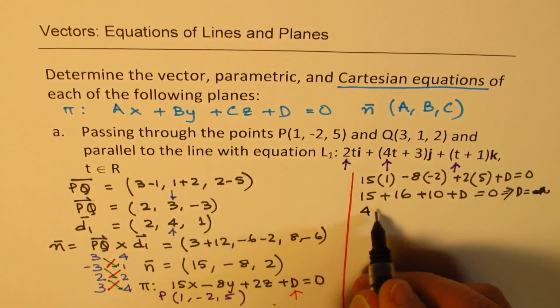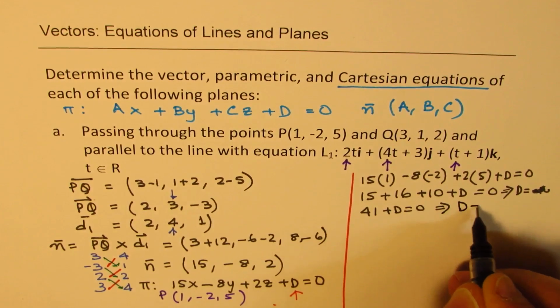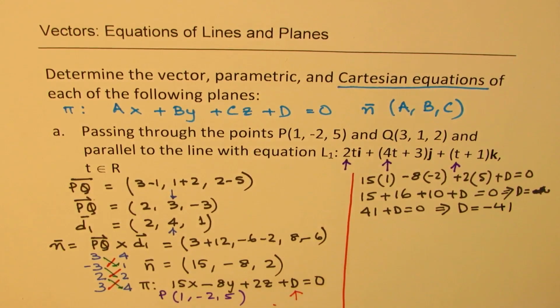Okay, let's write like this. 41 plus d equals 0. So that gives you d equals minus 41. Is that clear? So that is how we are going to get the value of d in this particular case.